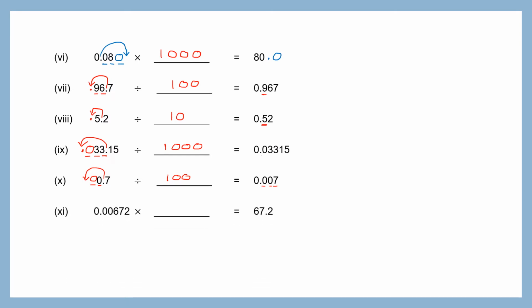Question 11. 0.00672 into what will give you 67.2. So here, as you can see, the point is after 7. That means it should come here. All the way from here, the point has to move here. So how many places is that? 1, 2, 3, 4 places. So 1 followed by 4 zeros, that is 10,000.